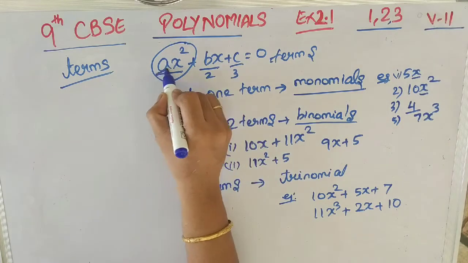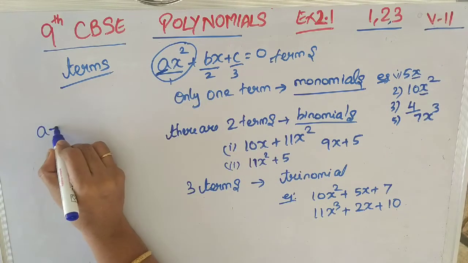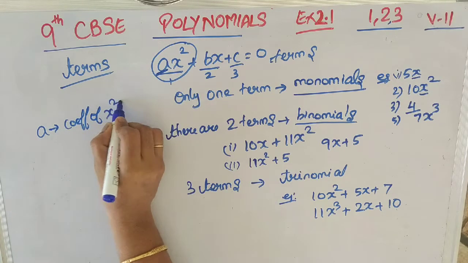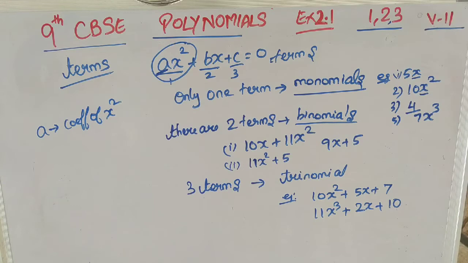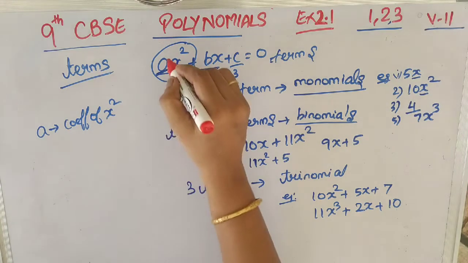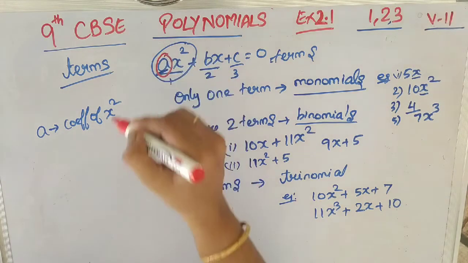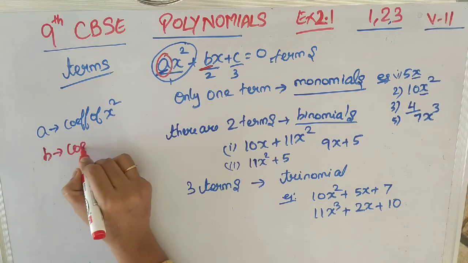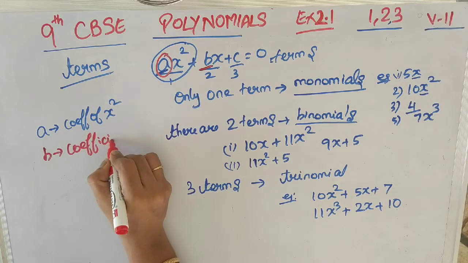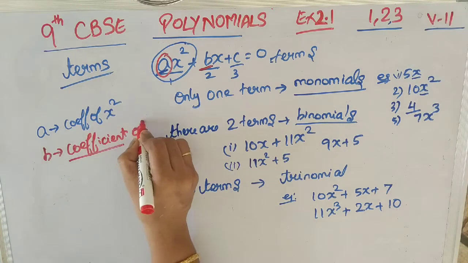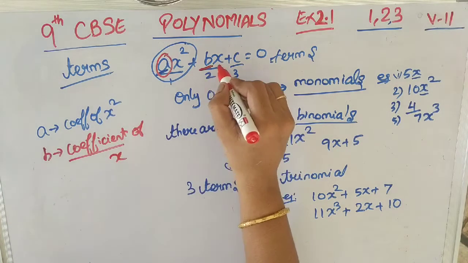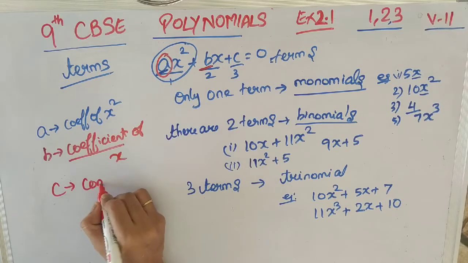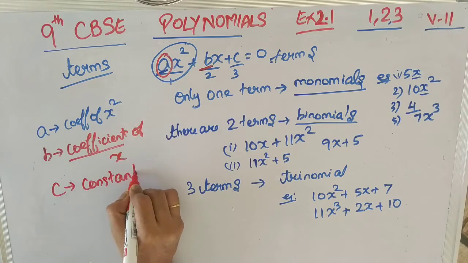Here in ax squared, what is a? A is the coefficient of x squared. Clear? Now, in bx, what is b? B is, yes, the coefficient of x. Clear? Now, what is c? There is no x near c, isn't it? Then what is c? Yes, c is a constant term.